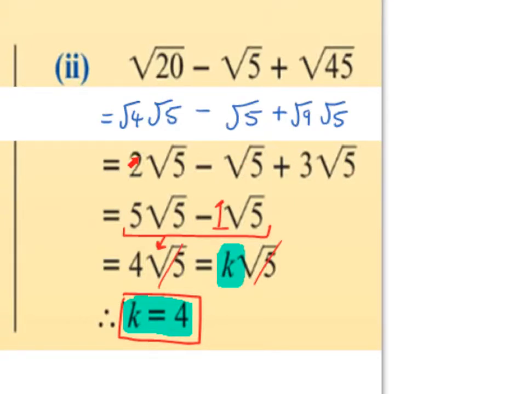Now 2 root 5 plus 3 root 5 is 5 root 5. And we're going to minus this root 5, which is really minus 1 root 5. And 5 minus 1 is 4, so we get 4 root 5. So if we let 4 root 5 equal to k root 5, we can cancel out the root 5's, and k is equal to 4.